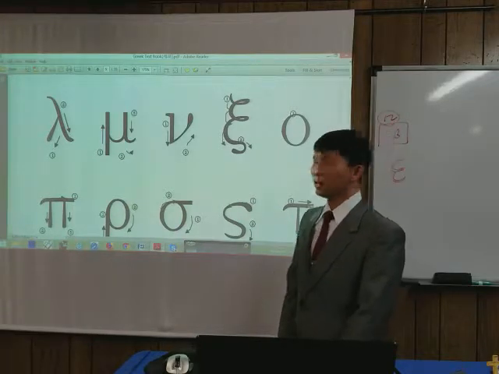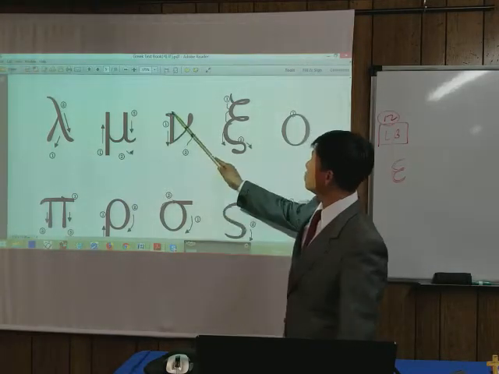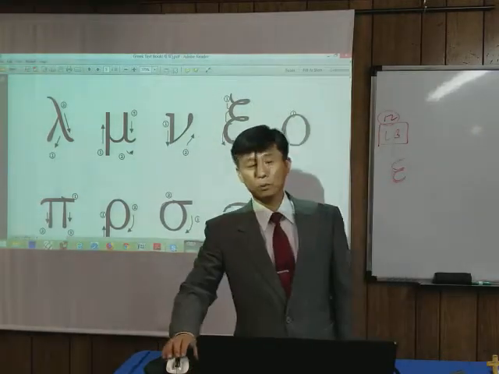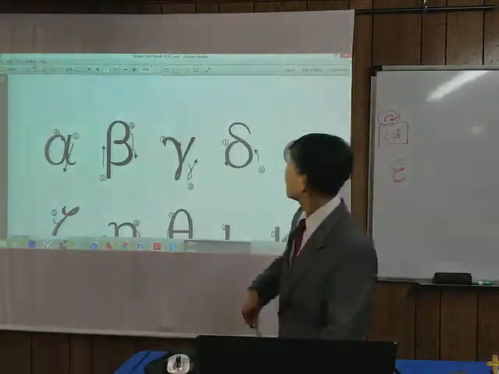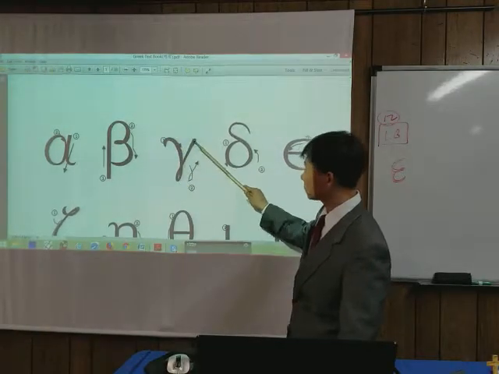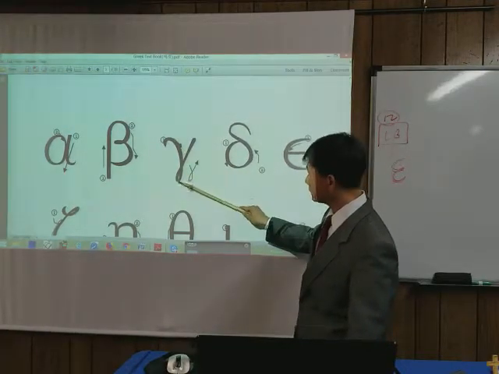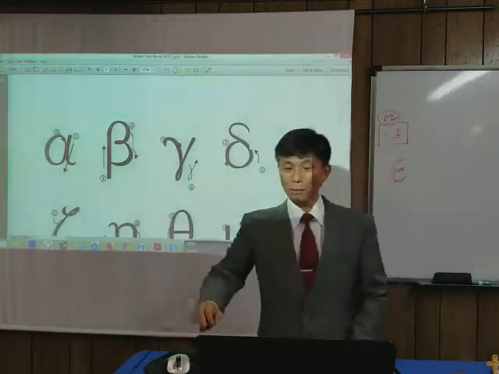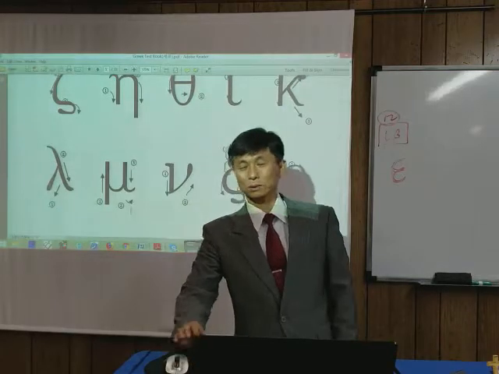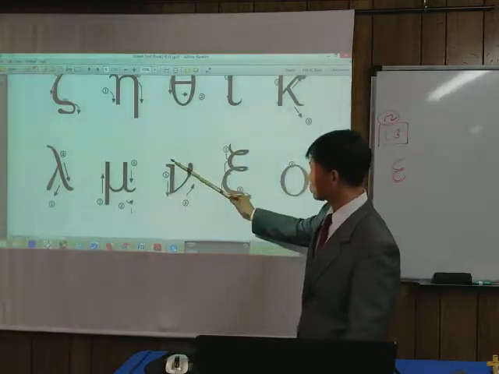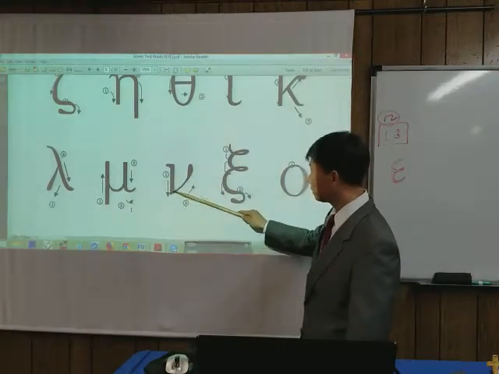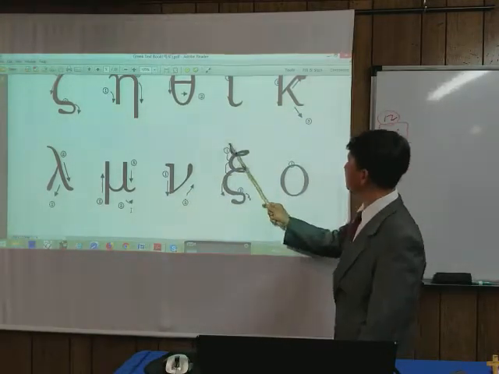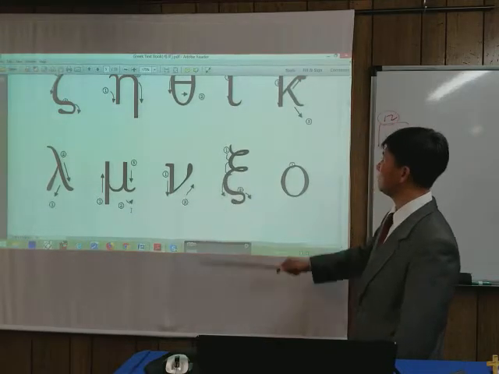One more thing to mention: with ni, the bottom is a sharp. But with gamma, you need to make sure it crosses at the bottom. Ni doesn't cross; it comes straight down, makes a sharp, and then goes up. Ni, and then xi.